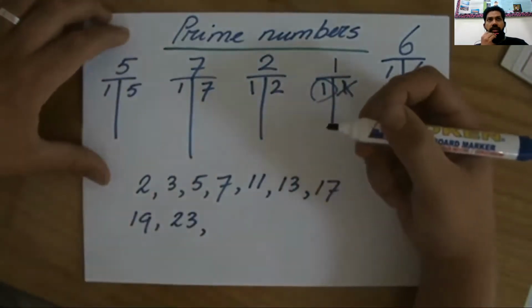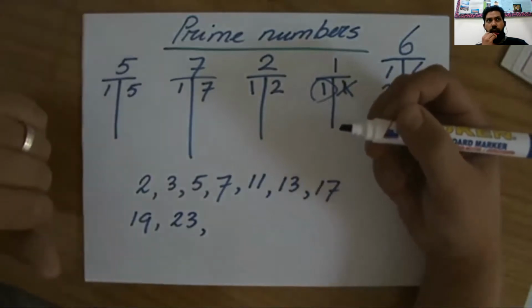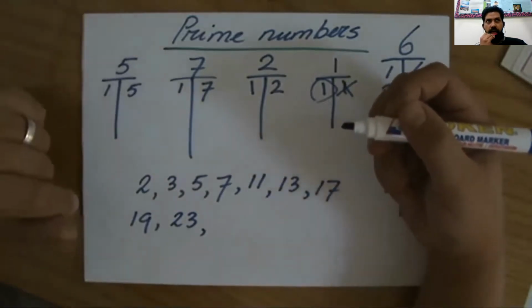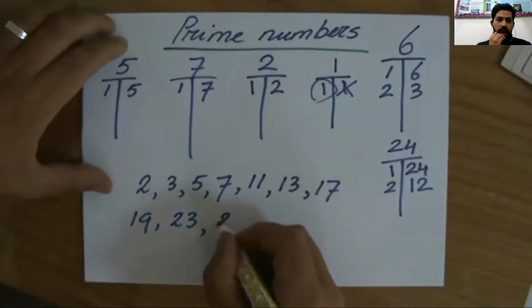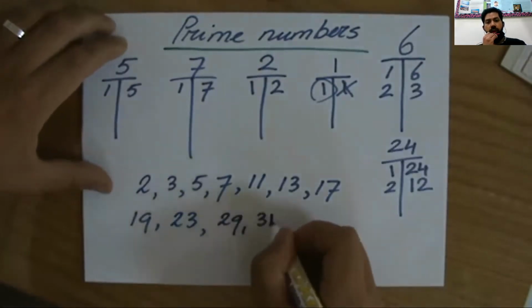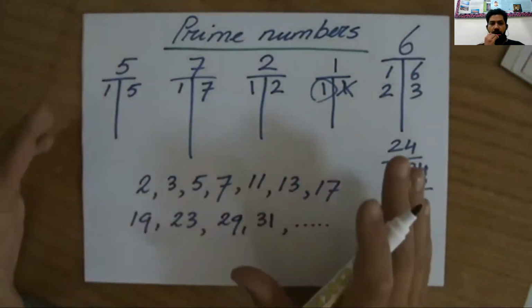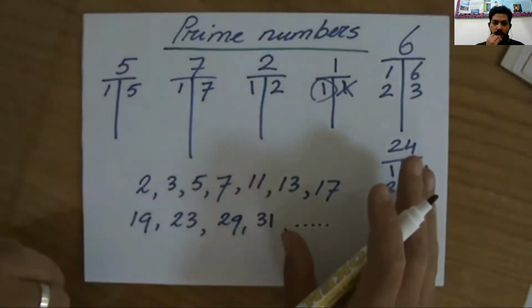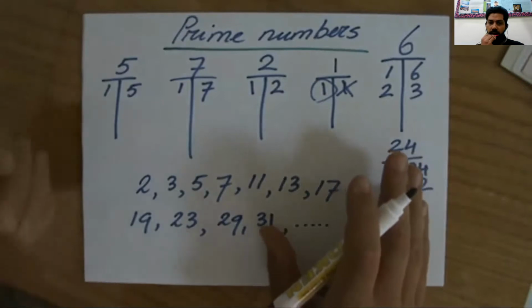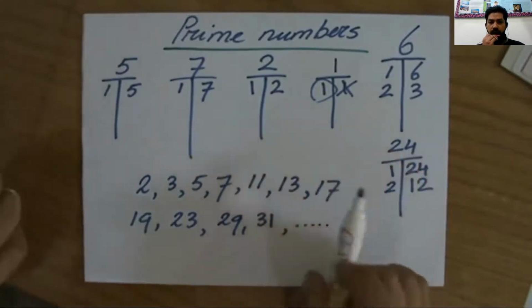Then 24, no. 25, 26, 27, 28, no. 29. So 29, 31, it keeps going till 100. So these are the prime numbers, boys: 2, 3, 5, 7, 11, 13, 17, 19, 23, 29, 31.